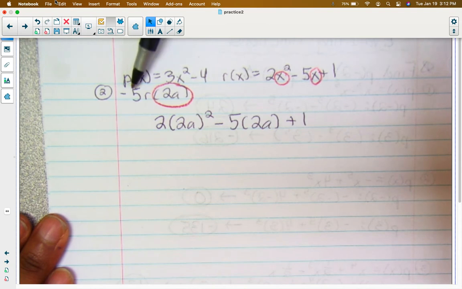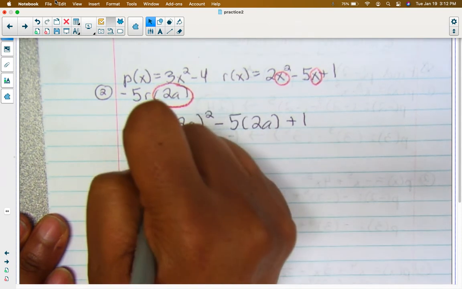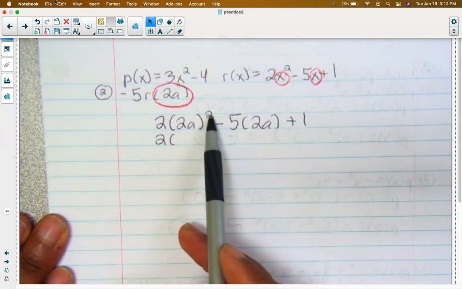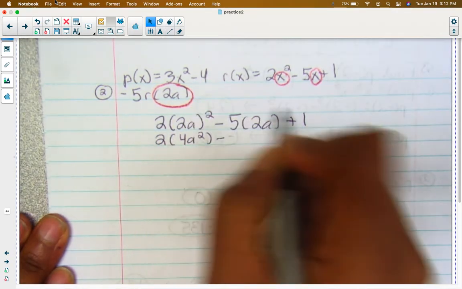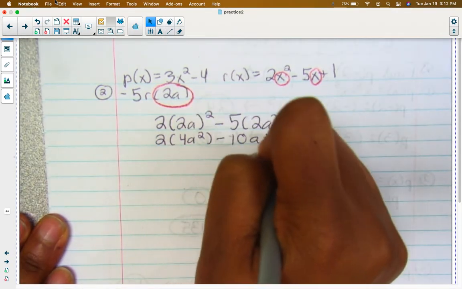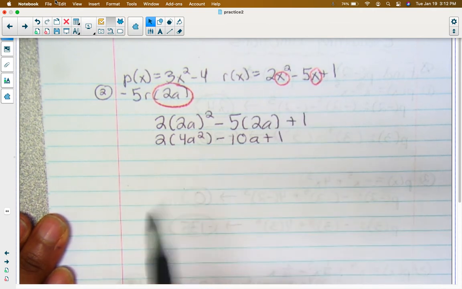I am ignoring the negative 5 for just a minute. I'm only doing the inside part first. So we go through and multiply this. This gives me 2 times 2 is 4. This gives me 10. 2 times 4 is 8.